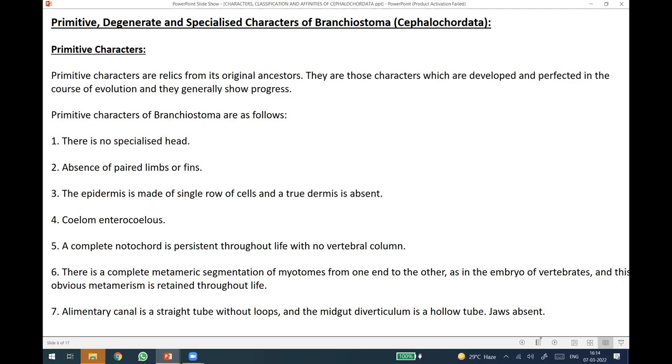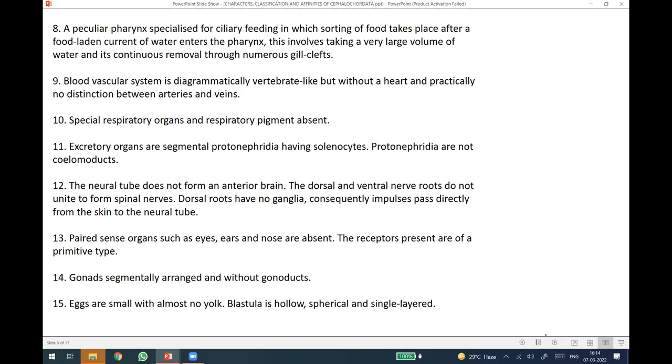There is a complete metameric segmentation of myotomes from one end to the other, as in the embryo of vertebrates, and this obvious metamerism is retained throughout life. The alimentary canal is a straight tube without loops, and the midgut diverticulum is a hollow tube. No jaws are present. So these are the very primitive characters of the cephalochordates.